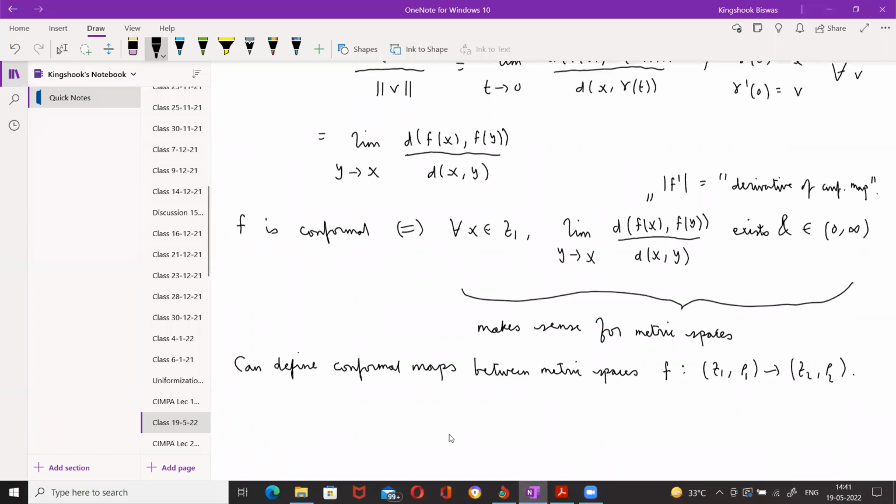And so we can define conformal maps between metric spaces, and also we can say that if rho 1 and rho 2 are two metrics on the same space Z, then we say that the two metrics rho 1, rho 2 on Z are conformal if the identity map from (Z, rho 1) to (Z, rho 2) is conformal.